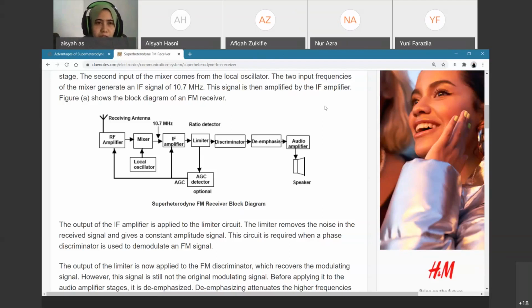As you can see there, we have the receiving antenna. It receives the modulated signal, and then it goes through the RF amplifier, which amplifies the signal, and then it is mixed with the local oscillator. What mixing with the local oscillator does is reduce the signal to the IF, or intermediate frequency, of 10.7 megahertz. So this is the intermediate frequency of frequency modulation.